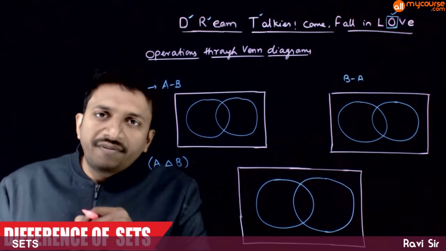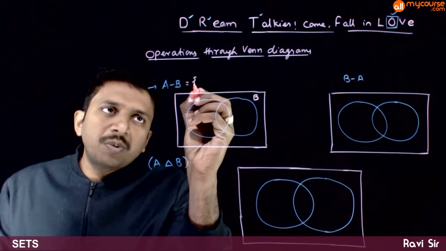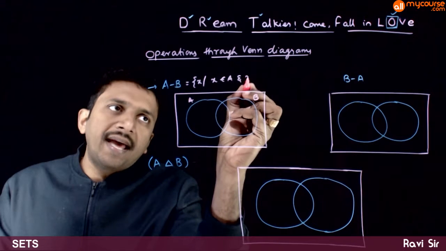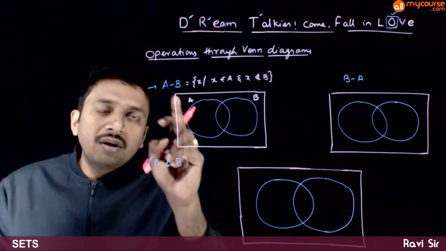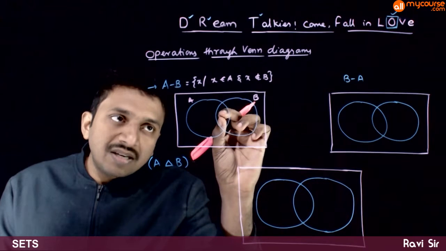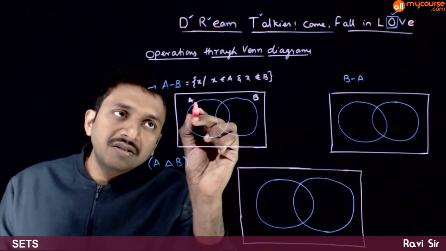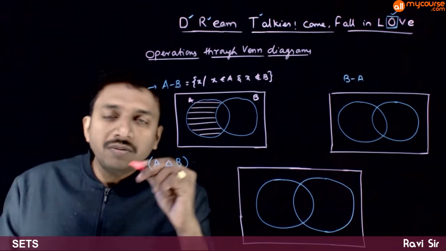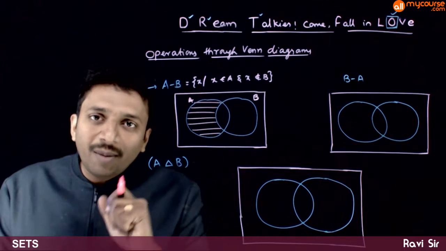Next let us go for difference. A minus B corresponds to those elements X such that X belongs to A and X does not belong to B. So I need those elements which belong to A and do not belong to B. As you can see, this region corresponds to A and also B. So in A minus B, you won't get this region. You get only this region. This is the region corresponding to A minus B. Whatever elements are there in this region, you have to report them in A minus B.